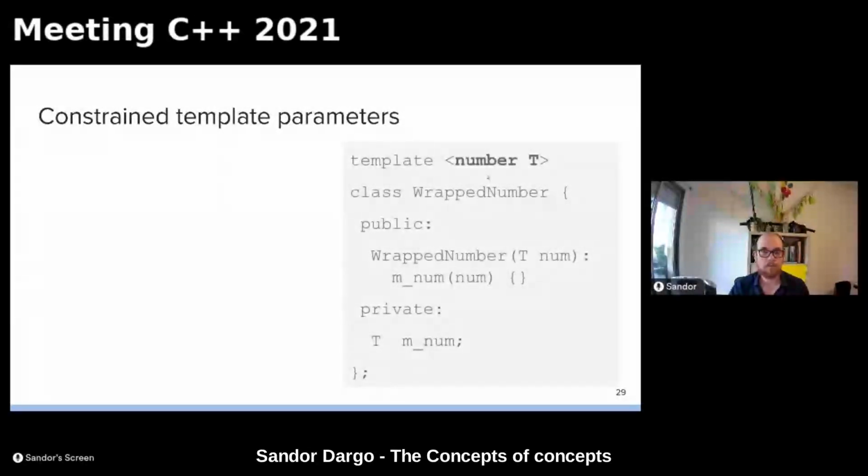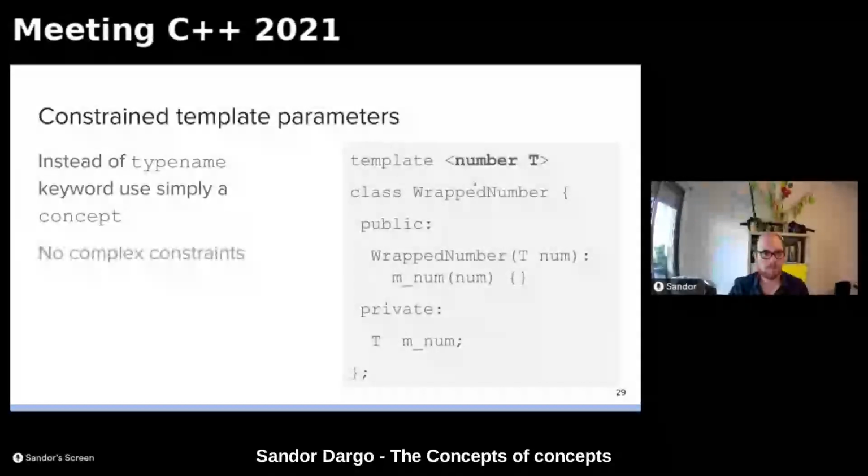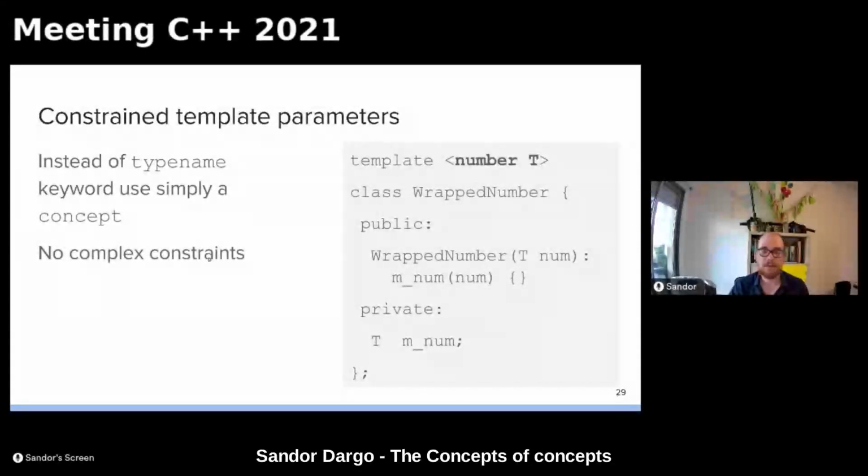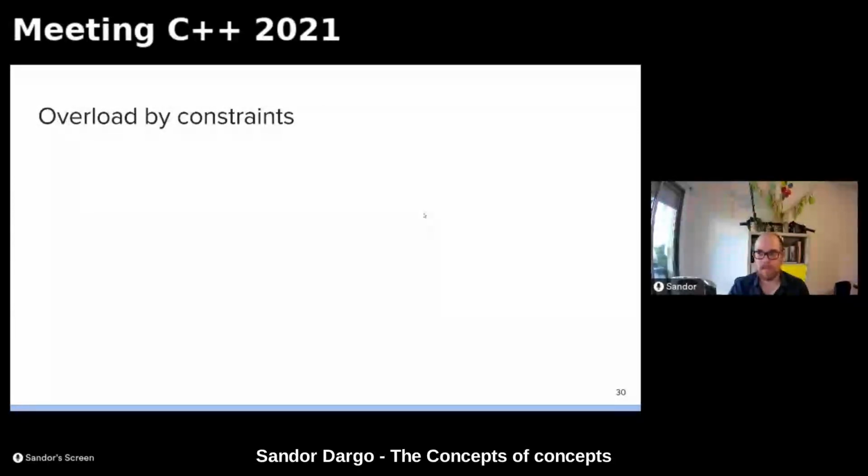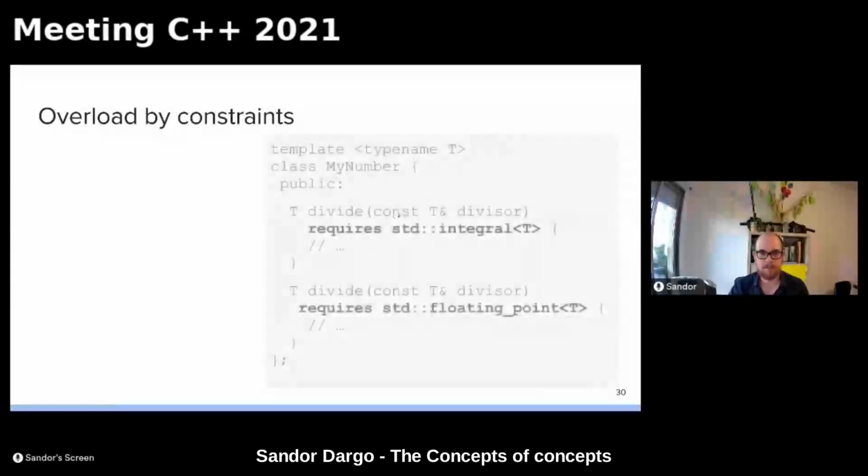You also have the constrained template parameters available. So if you want to write something shorter, something even more readable, then you can omit the typename, and instead of the typename, you can put the concept that you want to model. That's very nice, but here you cannot use complex constraints. For that, you must use the requires clause. And then we are going to use the trailing requires clause a bit, because you can overload your functions in a template class by constraints.